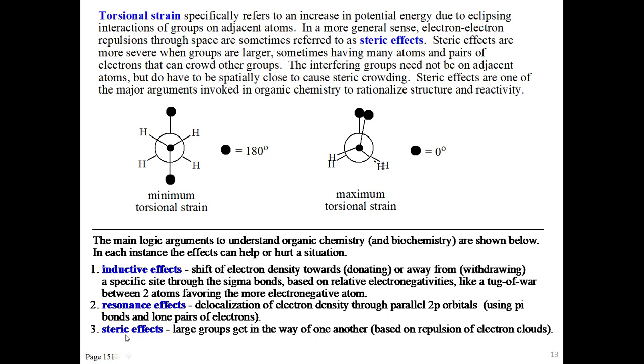And then the last one, we're just beginning to see our first example, steric effects. Like I said, large groups get in the way of one another, and that's basically based on repulsion of electron clouds.